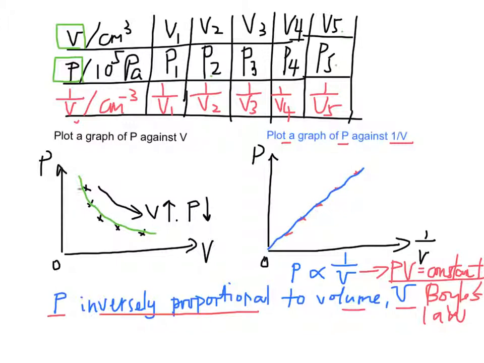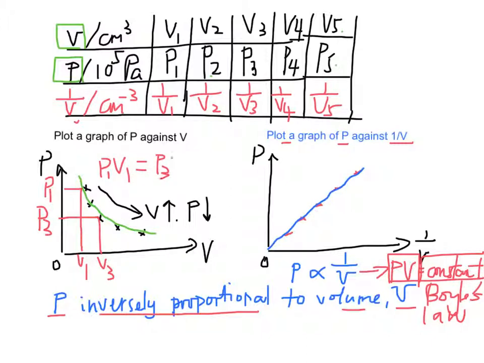If we have P1 and V1, and we have P3 and V3, for example, by using Boyle's law, which means the product PV is a constant value, that means P1 V1 equals P3 V3, etc. If three of the values are given, then we can find the unknown.